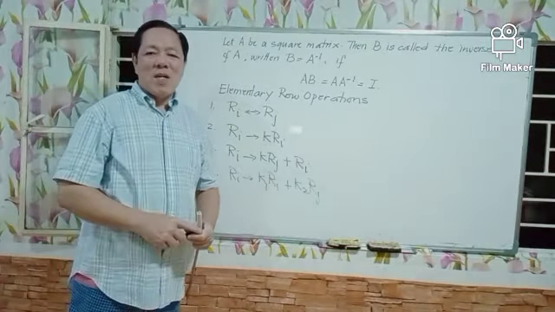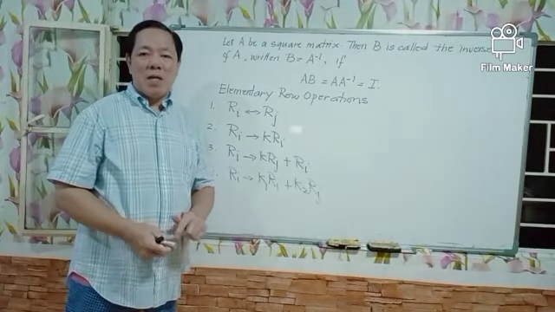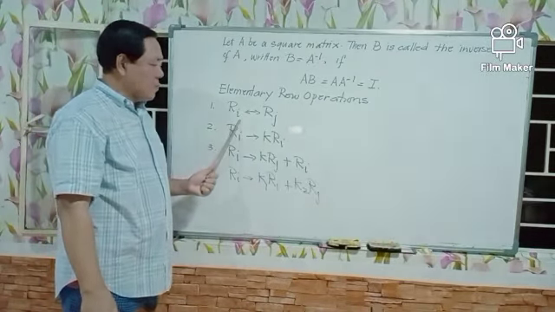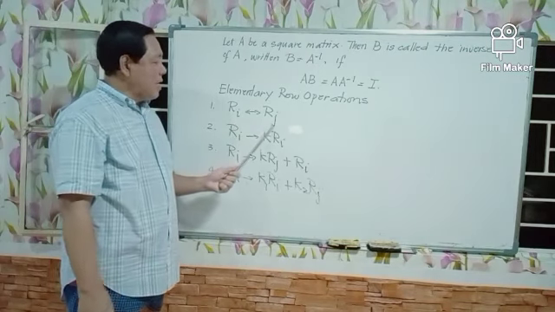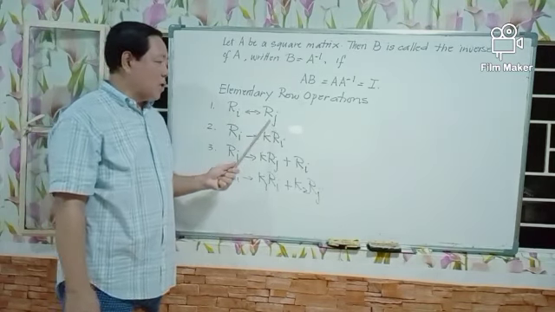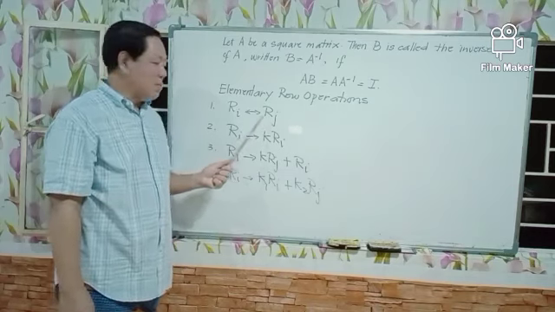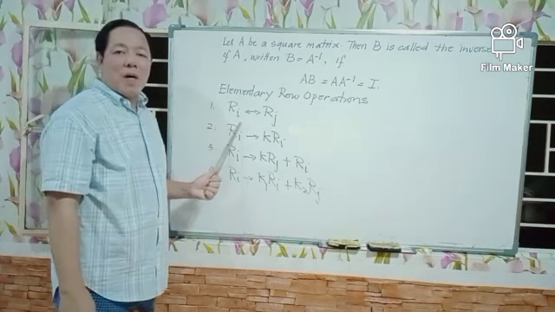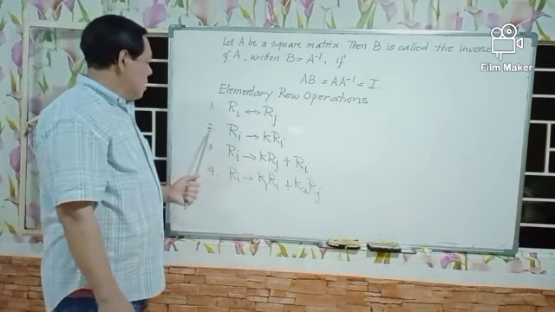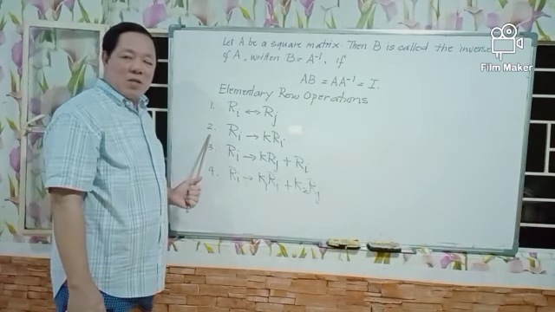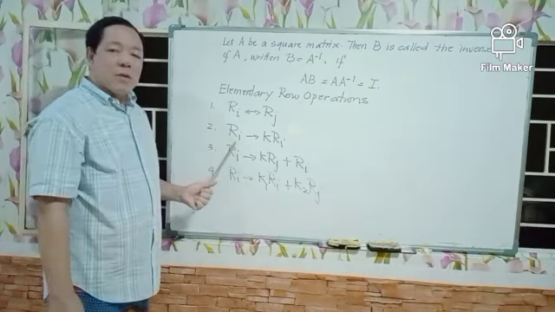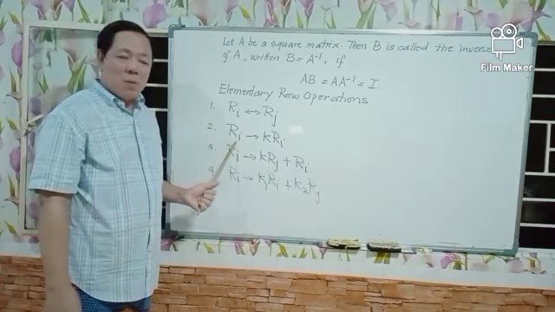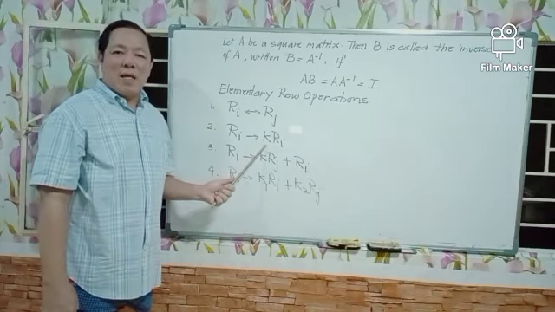These are the 4 types of elementary row operations. In the first type, the ith row, denoted by r sub i, and the jth row of a matrix, denoted by r sub j, are interchanged. In the first elementary operation, two rows are interchanged. In the second elementary operation, the ith row is replaced by a scalar multiple of the entries of the ith row, where the scalar is denoted by k.